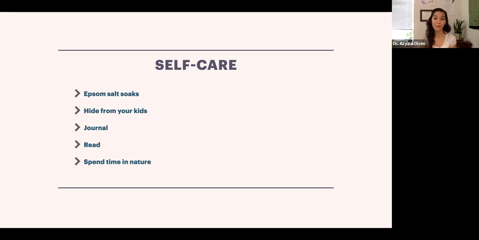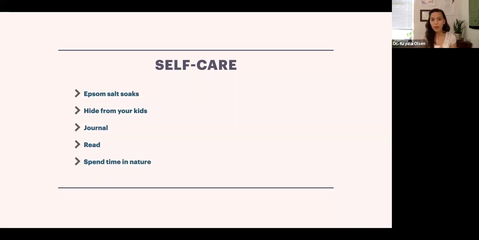So incredibly important, because so often I find, especially with parents, you're trying to give from an empty cup. So remember that your self-care is so incredibly important. It's basically non-negotiable if you want to continue to provide for everyone else.